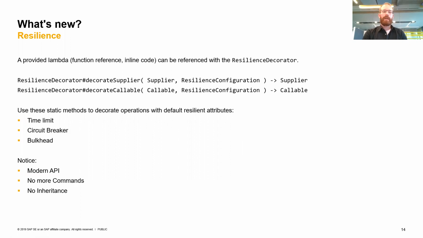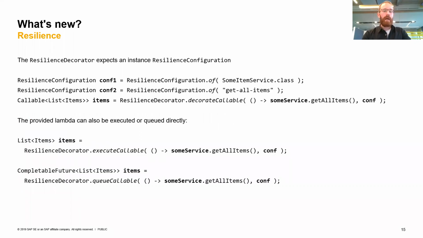So everything is now done more on a method level. It's no longer necessary to provide any commands or to implement any commands. There is no inheritance necessary anymore. So in that sense, it's much more functional in that approach. And so, how do we create such a resilience configuration?